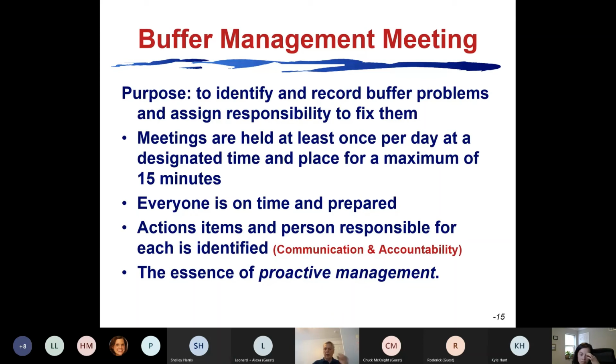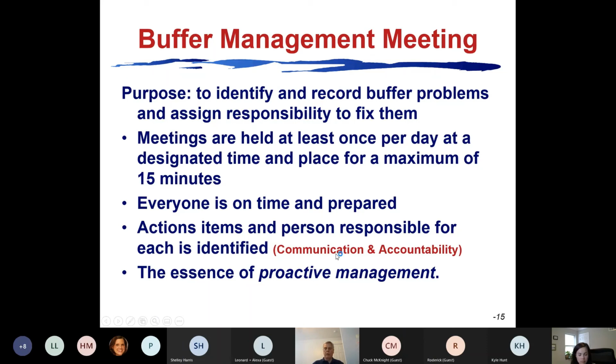People come prepared, they come on time, and they are ready to report on the status of a zone for which they are responsible. And we accomplish communication and accountability. We have so many of our clients tell us, well, we just don't communicate well. And worse than that, we don't hold people accountable to do what they ought to do. Well, the buffer management process assures that that will happen.